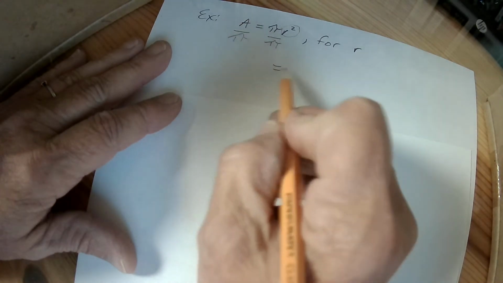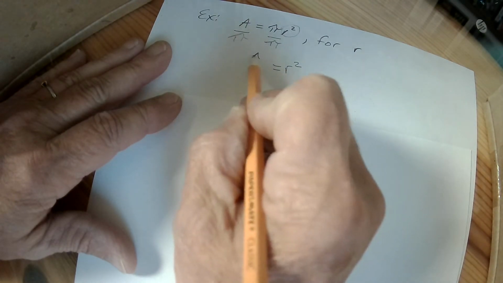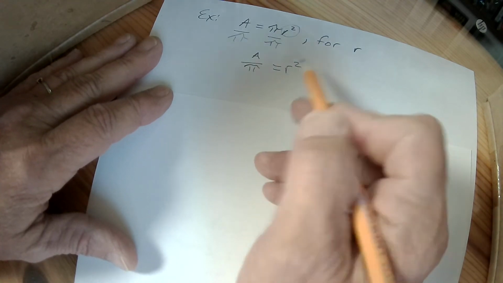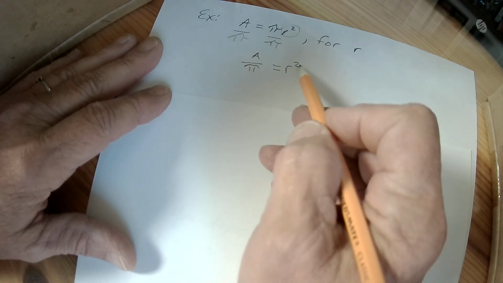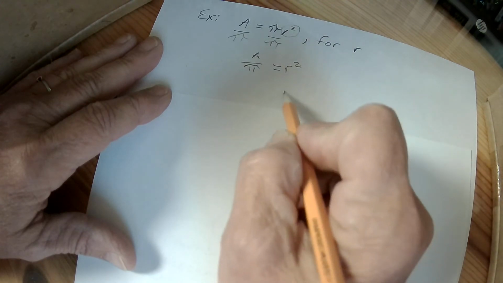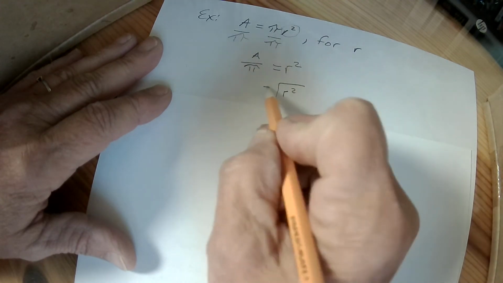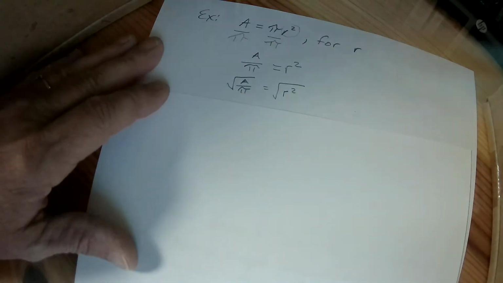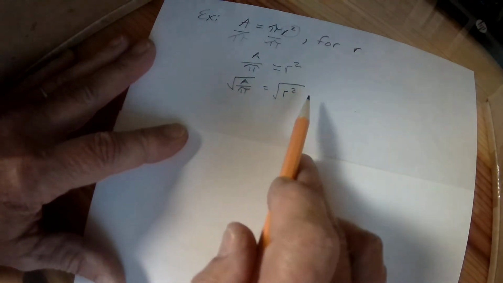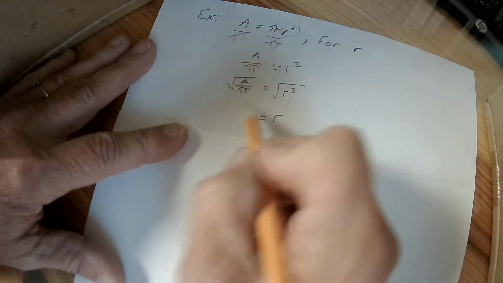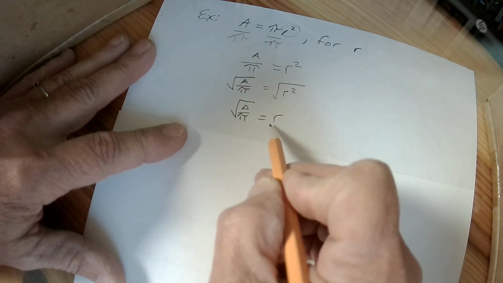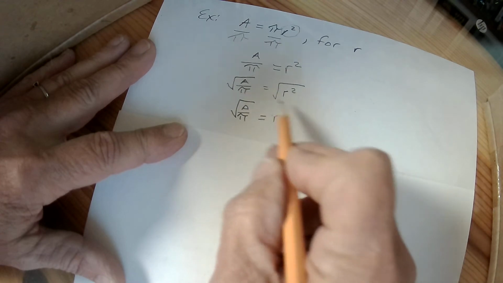which leaves me with r squared equals the area divided by pi. But I don't want to solve this for r squared. I want to solve it for r. The opposite of squaring something is taking the square root. So I'm going to take the square root of both sides. The square root of r squared is r, and the square root of the area divided by pi, and we're done because we have gotten r by itself. We have solved for r.